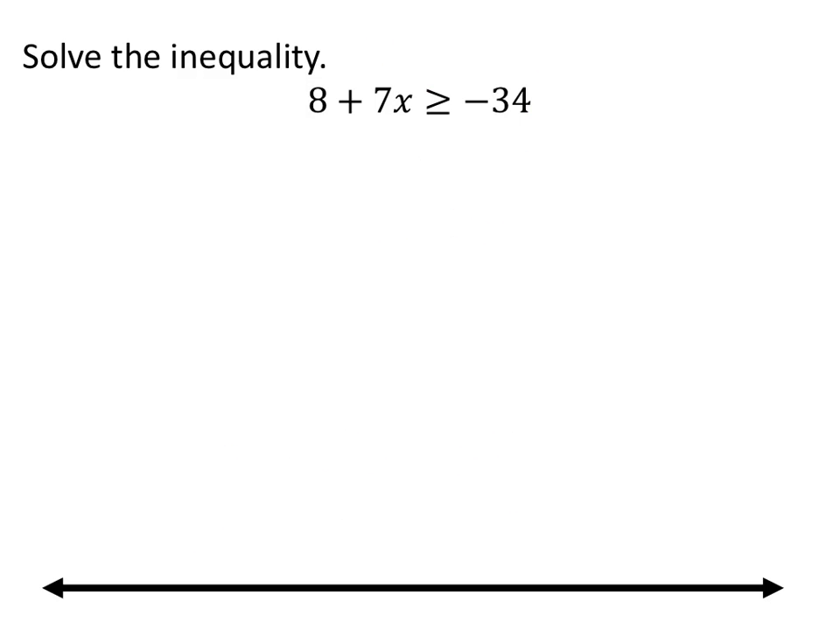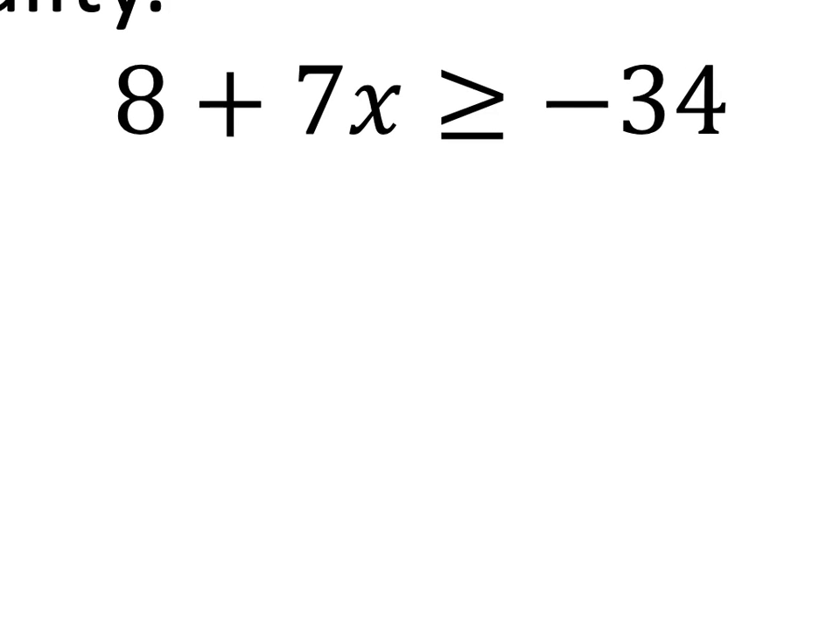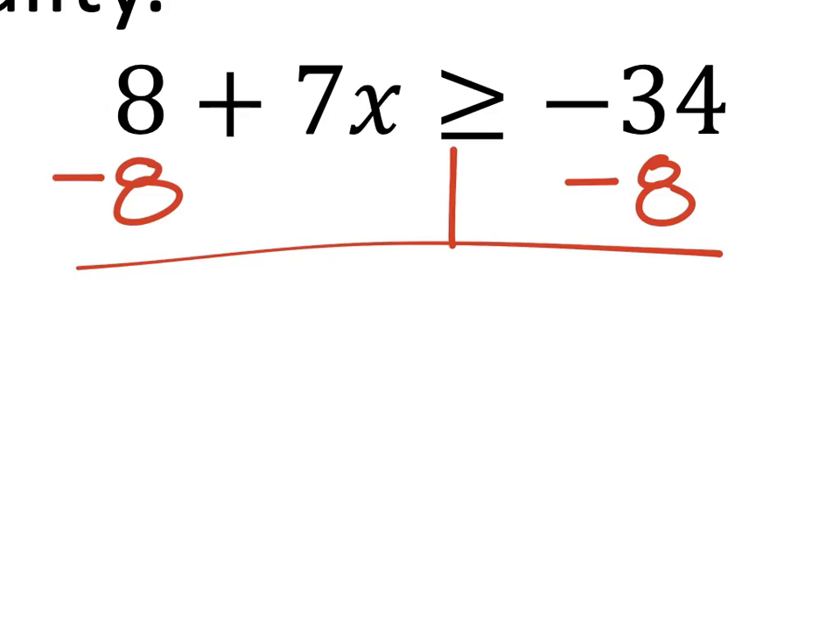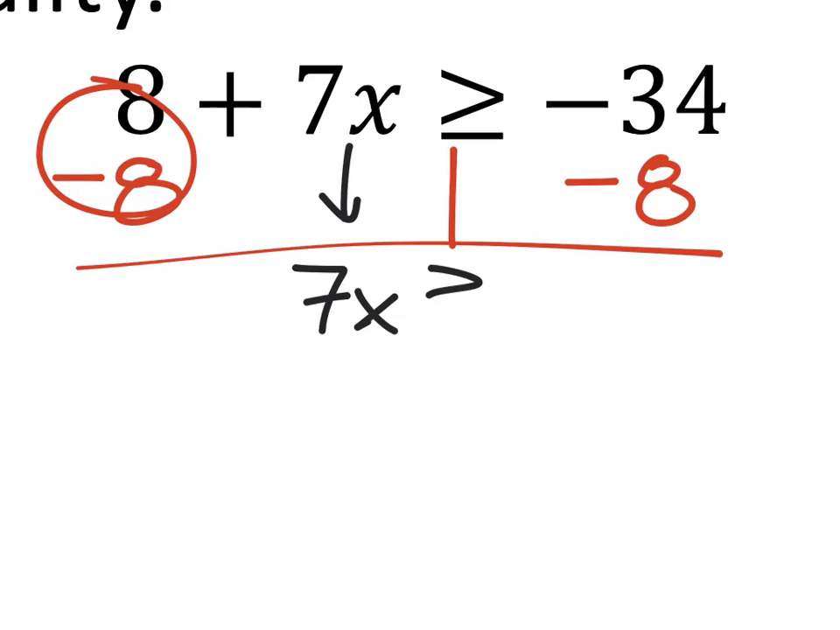All right. Well, I know we've got a lot of practice with it, but let's look at this one, okay? So again, no distribution, no combining like terms. Let's zero that positive 8 out there by subtracting 8. But if I do it to one side, I got to do it to both sides, so that's going to zero that out. Drop the 7x, which is now greater than or equal to negative 34 minus 8 is a negative 42 right there. Oh, that's going to work out really nice.